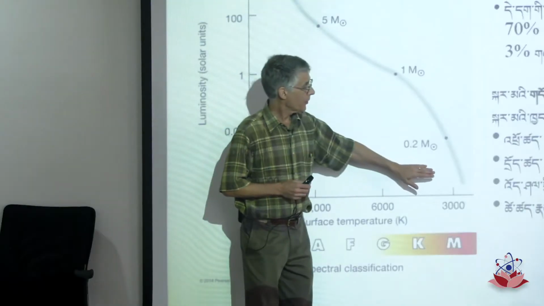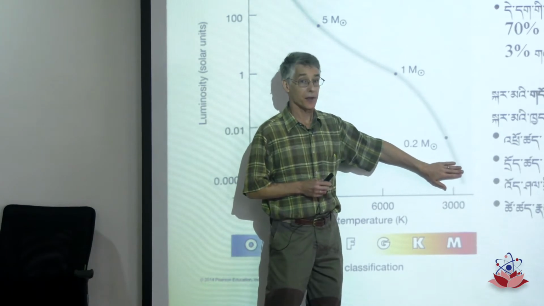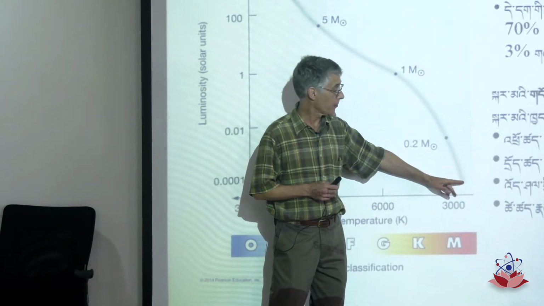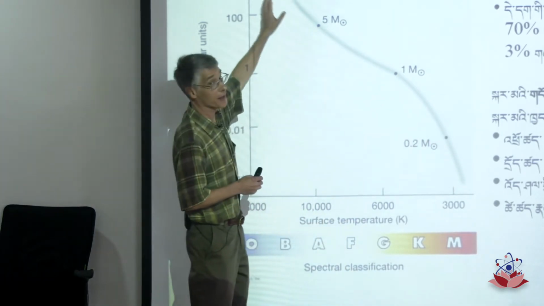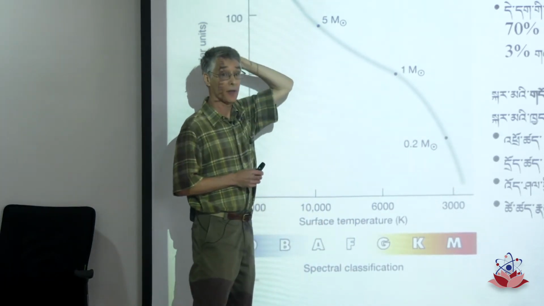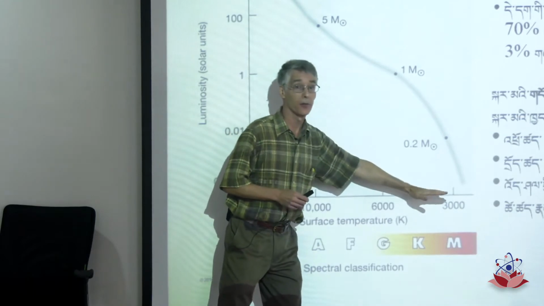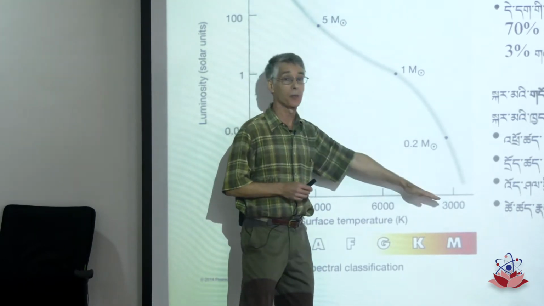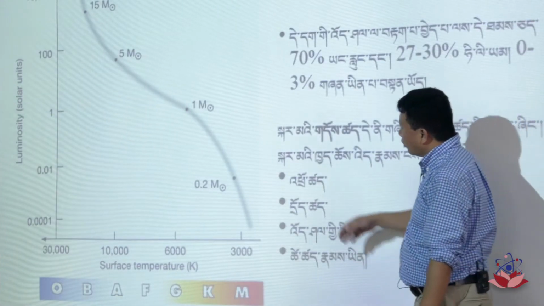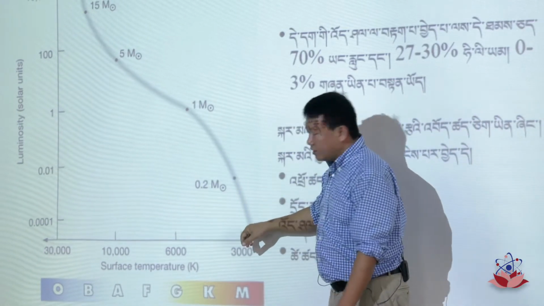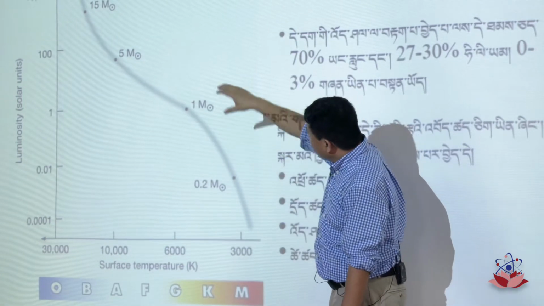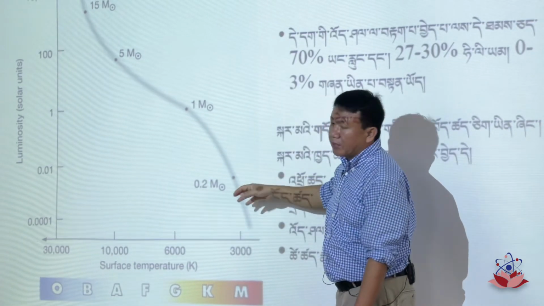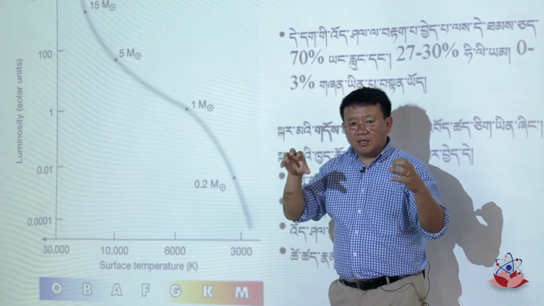So notice that the masses of stars run from about 1/10 the size of the sun up to, as I said, 100 times the mass of the sun, which is a factor of 1,000 from the smallest stars to the largest.